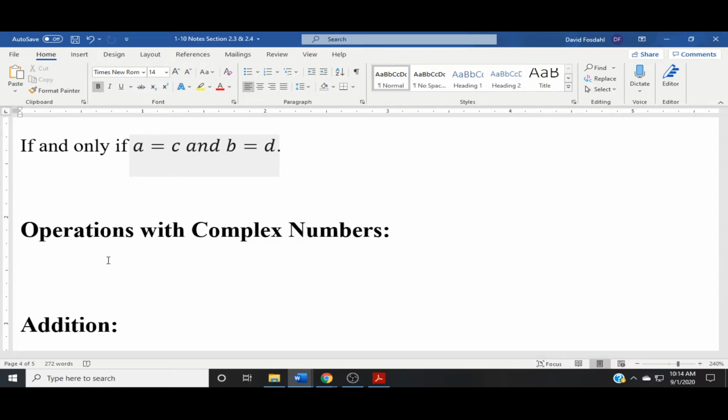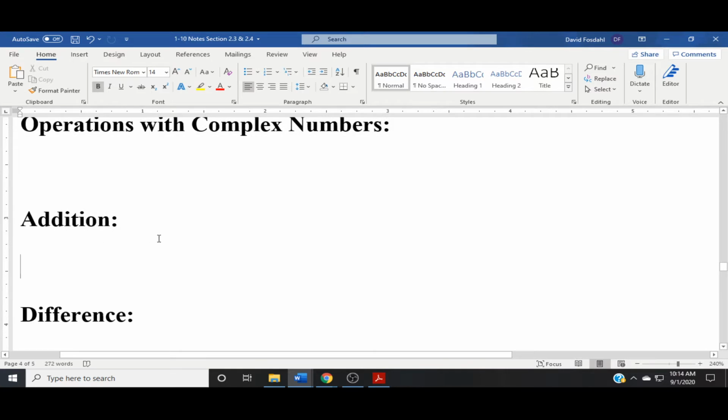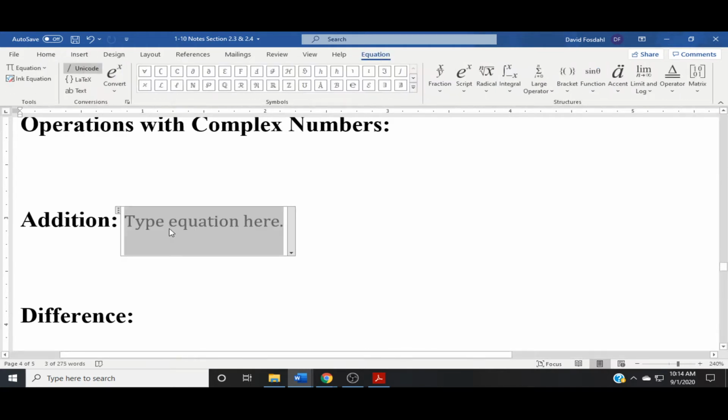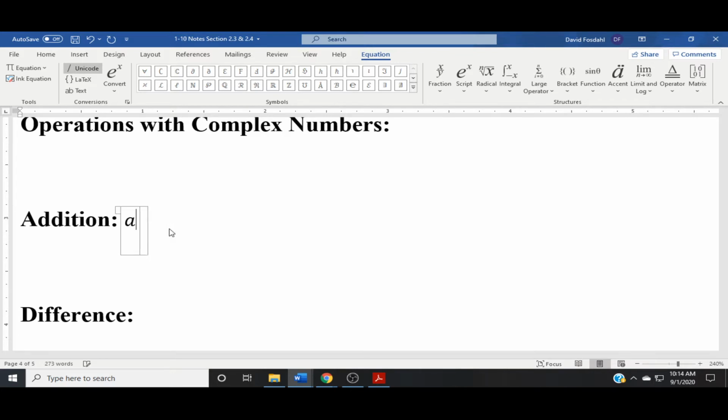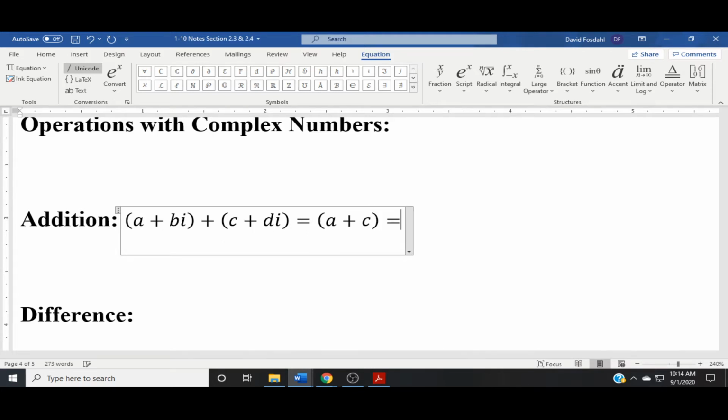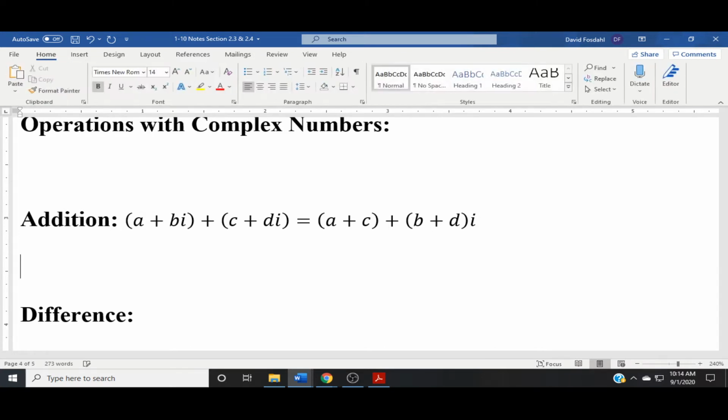some operations. Okay, so we're going to look at addition. So addition, summary of that, without any hubbub, is going to be a plus bi plus c plus di. So this is two different numbers. It's going to equal a plus c plus b plus d i. Okay, that's going to be addition.